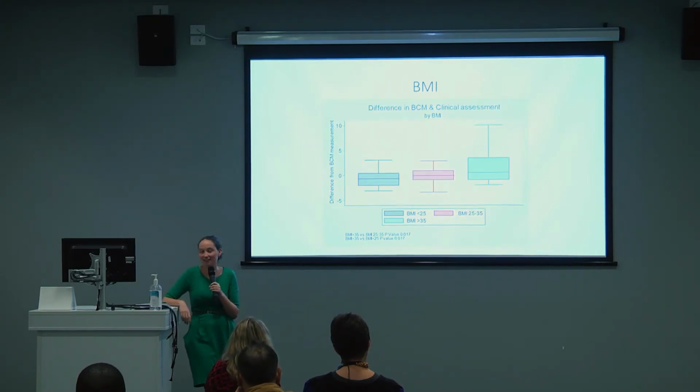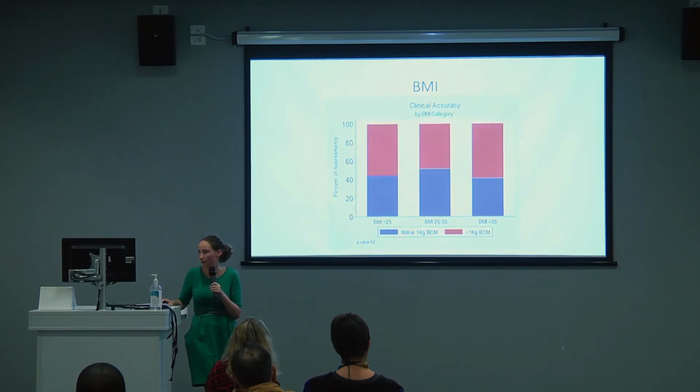When we looked at the clinical factors then, looking at BMI, we found having a high BMI, a BMI greater than 35, was associated with a bigger difference from the BCM compared to the other groups. And although it wasn't statistically significant, there was a lower percentage of accurate assessments in the high BMI group.